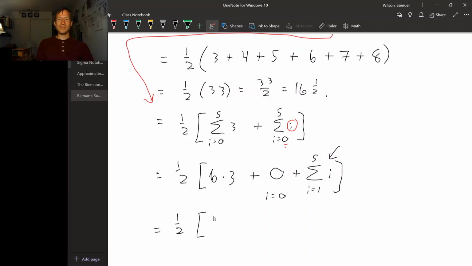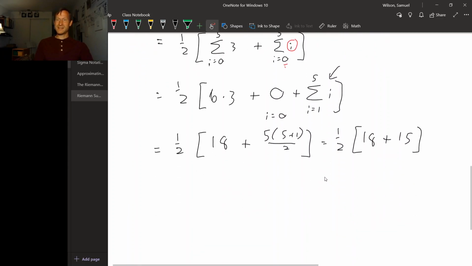Okay, so 6 times 3 is 18 plus, and then the sum from 1 to 5, so it's 5 times 5 plus 1 over 2. So 1/2 times 18 plus 5 plus 1 is 6 over 2 is 3. 3 times 5 is 15. And we get 18 plus 15 is 33. So 33 over 2, which is exactly what we got before. So everything is working correctly.